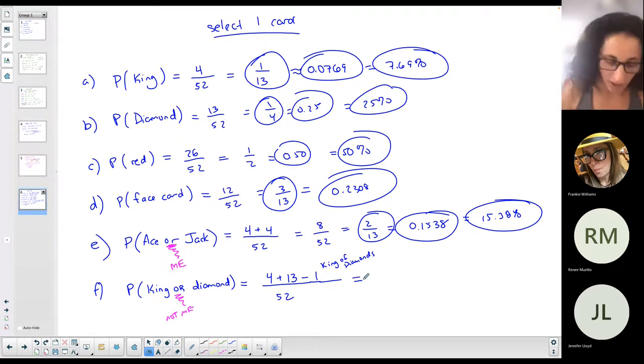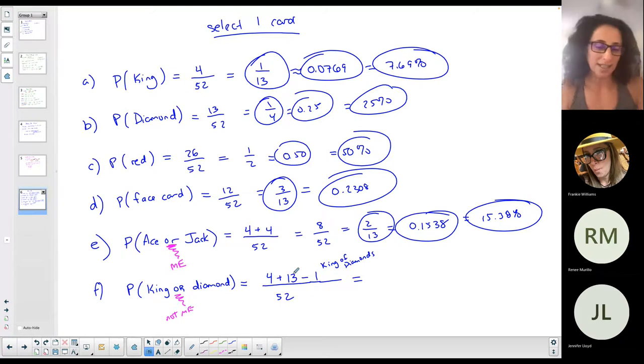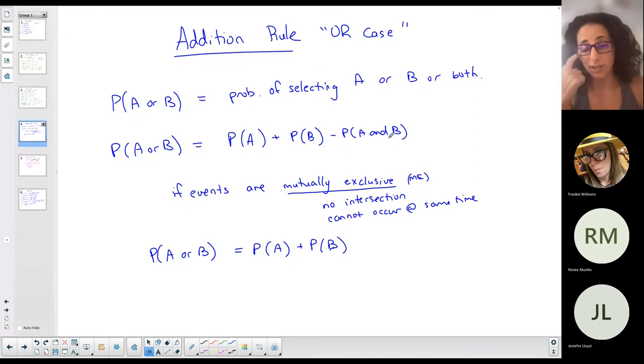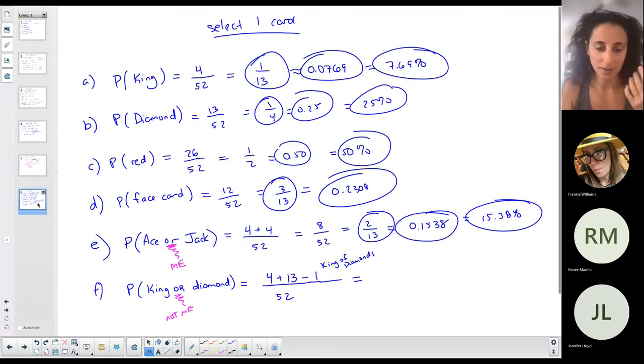So I have to subtract that intersection out of the total 52. The idea is, because you're including the king of diamonds in the kings, and you're including the king of diamonds in the diamonds, you're including the one card two times, and that's not fair. Every card should be represented only once. So we have to subtract one of them so that it's only represented once in our total numerator. That's the idea of why we have to subtract when we do the addition rule and we have an intersection. You can only include everything once. So you have to subtract the intersection because you included it here and here, if that makes sense.